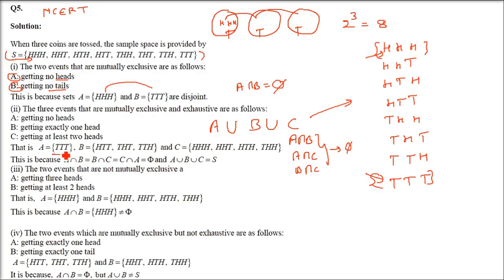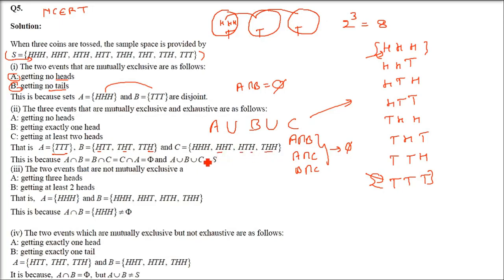So how do we do this? A set is getting no heads. B set is getting exactly one head. You see only one head is there. Only one head. The C is getting at least 2 heads. At least 2 heads should be there.